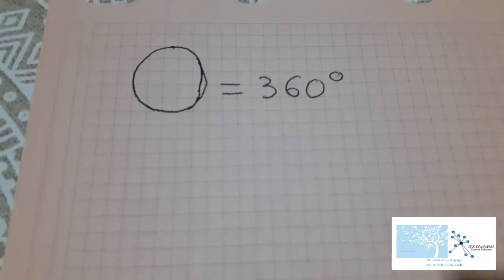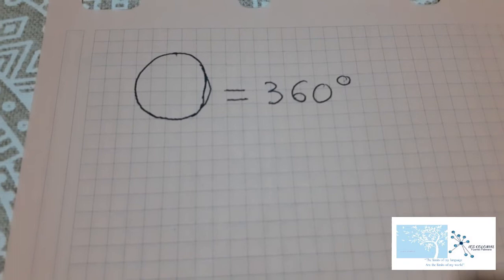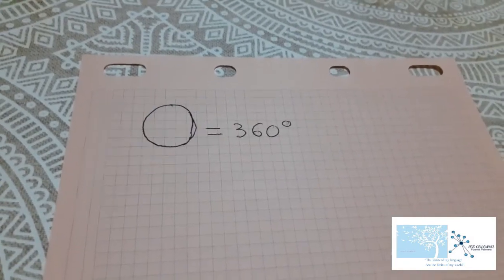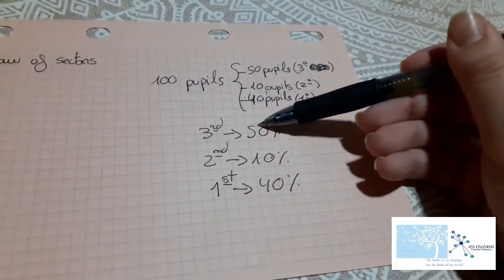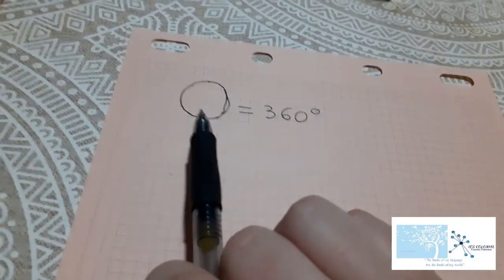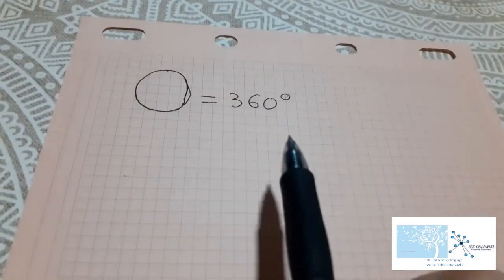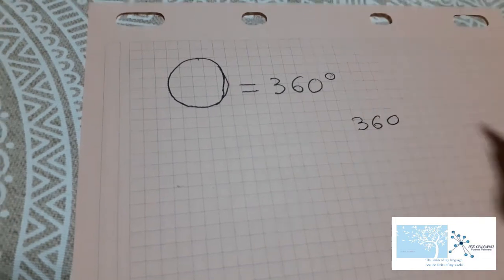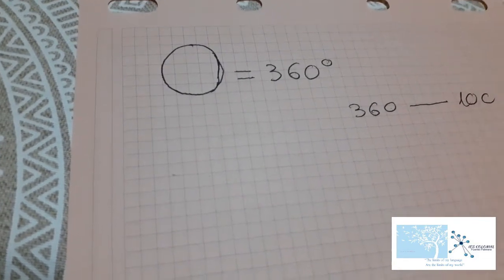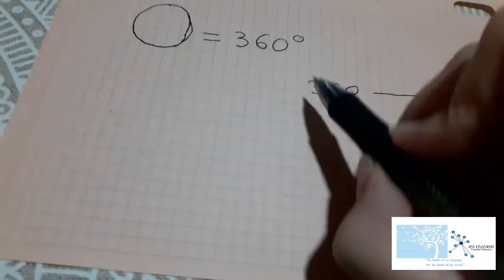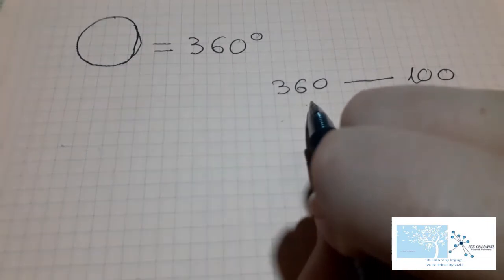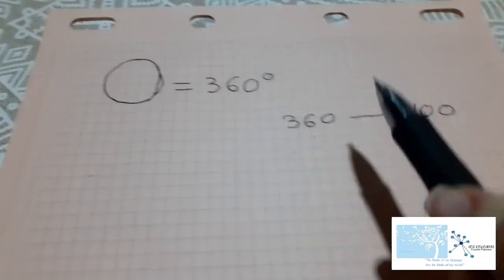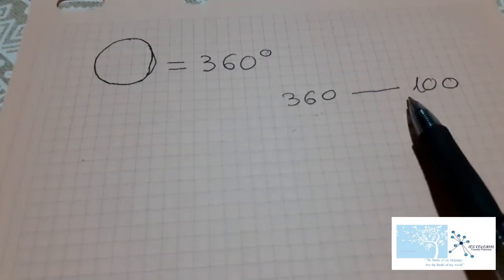A circle has 360 degrees, and if we want to represent all the pupils of the school in this circle, we must do this step. 360 degrees of the circle are all the pupils.